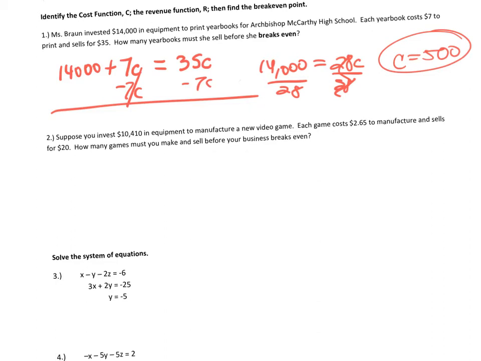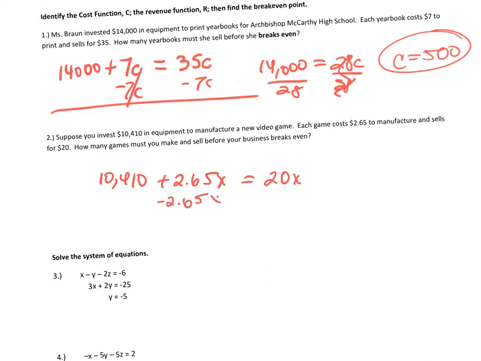All right, suppose you have $10,410 in equipment to manufacture a new video game. So how much have you put in? $10,410. And it costs you $2.65 to make each game. So would you guys agree it's 2.65x? This is how much it costs to make a game. And it sells for $20. How many games must you make? So where does my 20x go? Equals 20x. Good. And now we just solve.